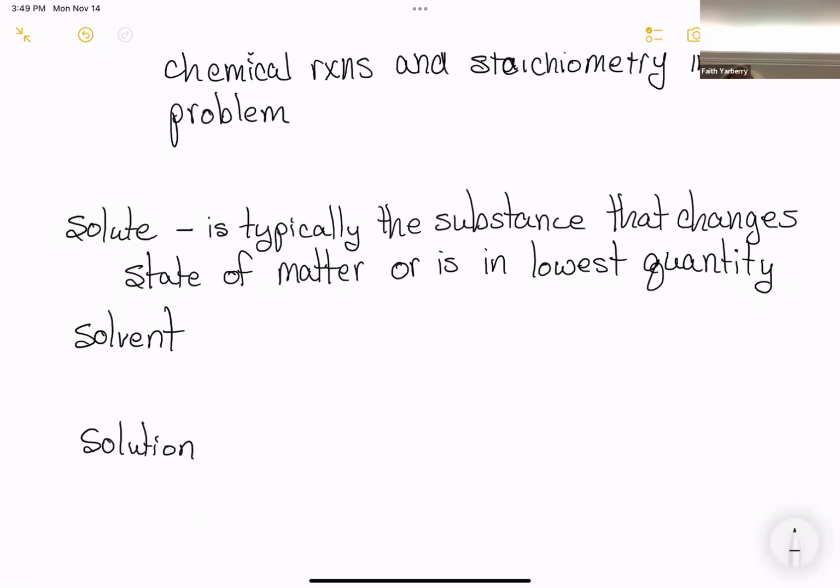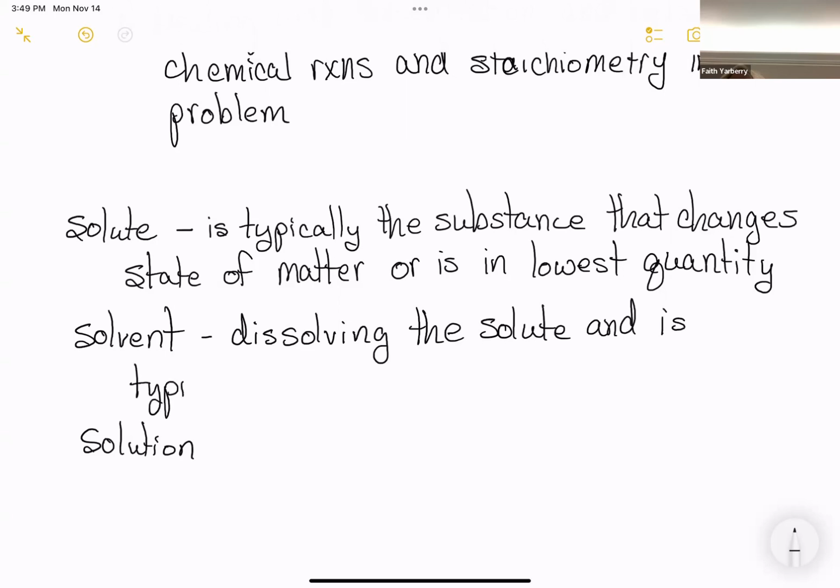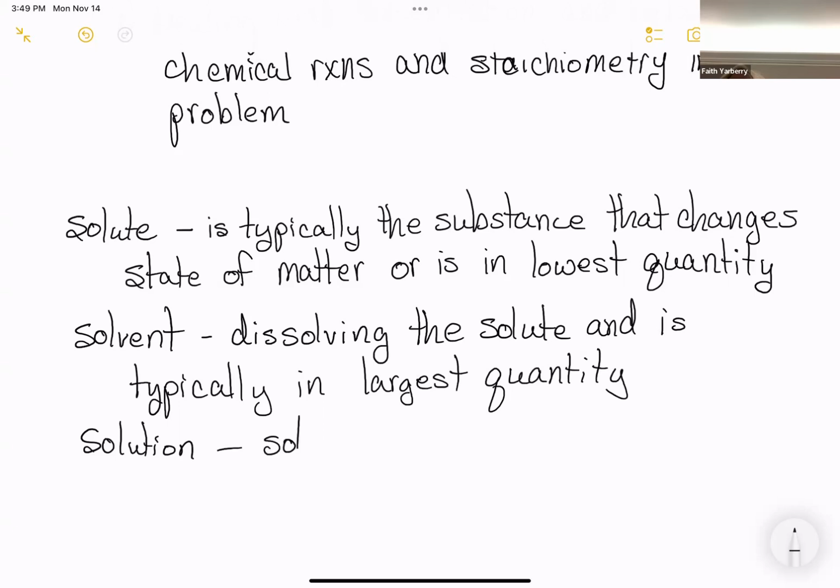The solvent is responsible for dissolving the solute, and is typically in the largest quantity. The solute plus the solvent make the solution.